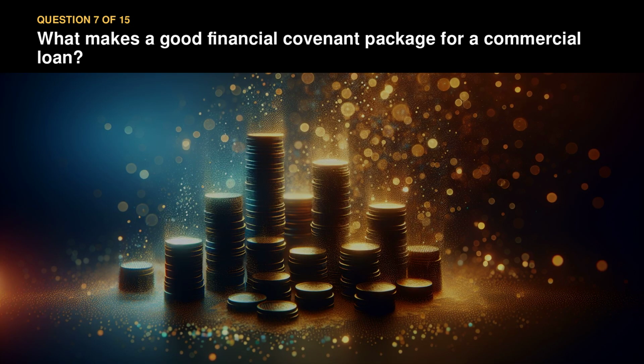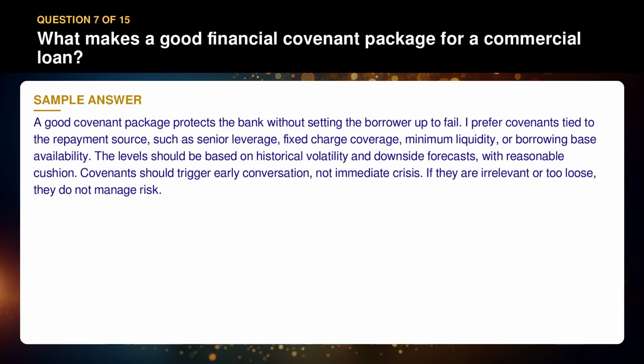Question 7. What makes a good financial covenant package for a commercial loan? A good covenant package protects the bank without setting the borrower up to fail. I prefer covenants tied to the repayment source, such as senior leverage, fixed charge coverage, minimum liquidity, or borrowing base availability. The levels should be based on historical volatility and downside forecasts, with reasonable cushion. Covenants should trigger early conversation, not immediate crisis. If they are irrelevant or too loose, they do not manage risk.